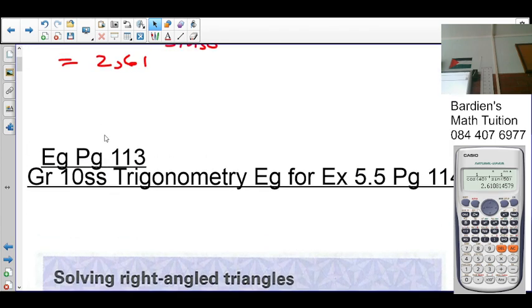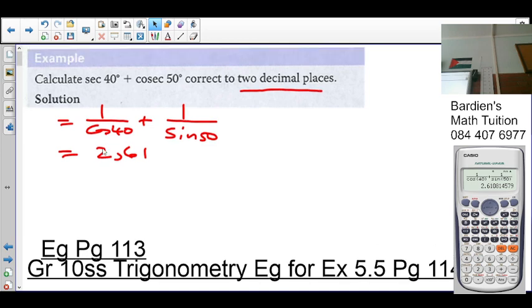Okay, so that basically brings us to the end of the examples for this exercise. With this, you should now be able to do exercise 5.5. I'll give you a couple of minutes to do 5.5 and then we will mark it, okay?